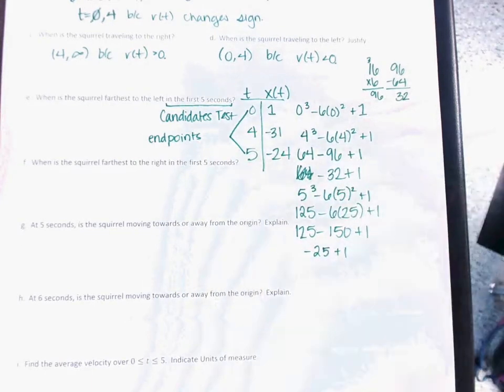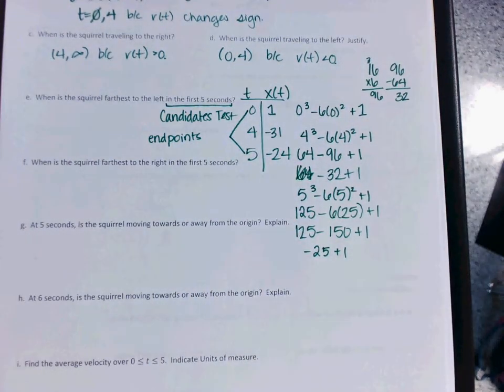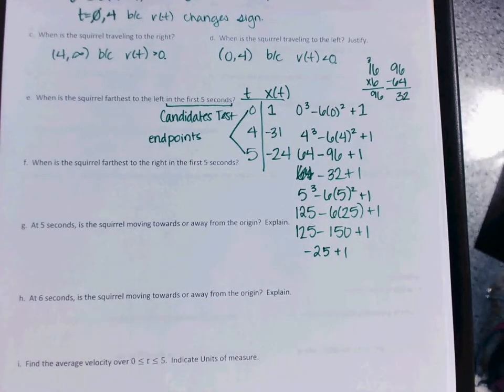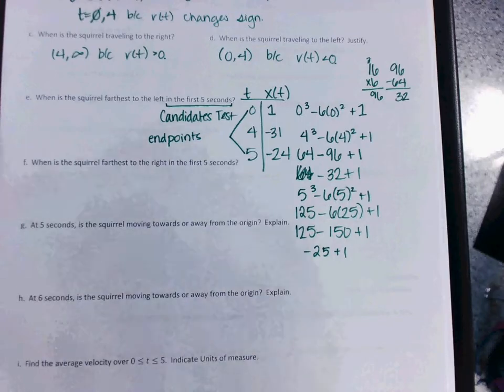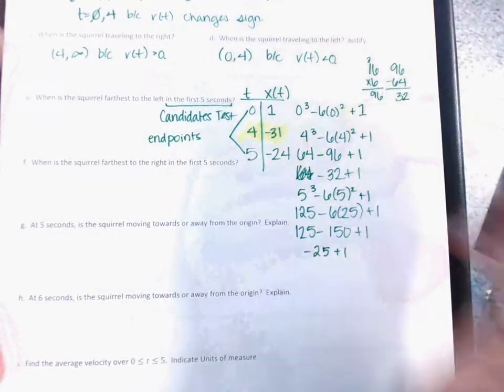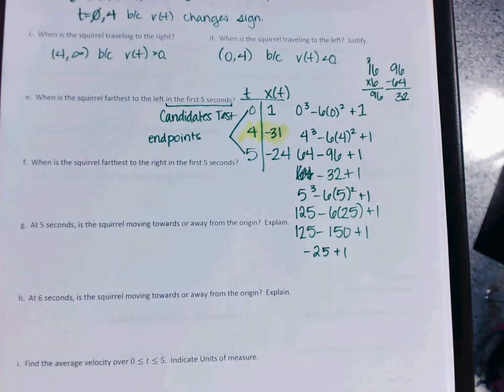Okay, all of that works. But on your homework, should you do this? Calculator, okay? Okay, so when was the squirrel farthest to the left? When was his position the smallest? Okay, at 4. Now, if you pay really close attention to the question, what are they asking for this time that you have to answer?